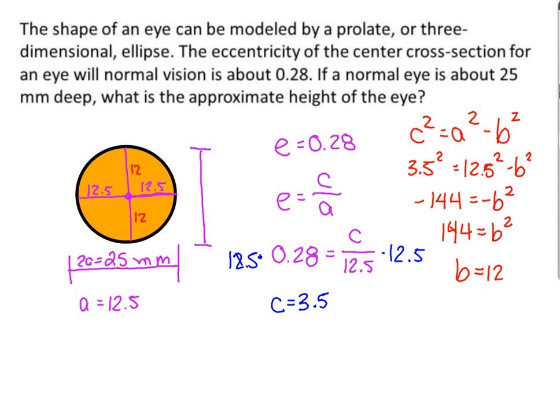Since we know that b is equal to 12, we can put this on our ellipse. The center out to the shorter part of your ellipse will be 12 on both sides. So the whole height of the eyeball will be 24 millimeters.